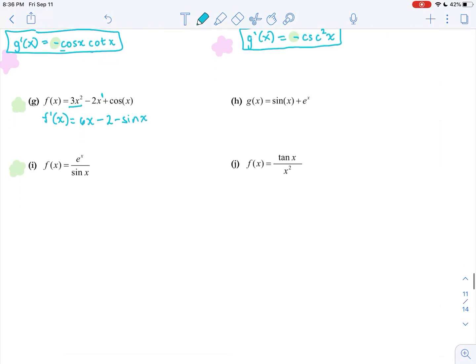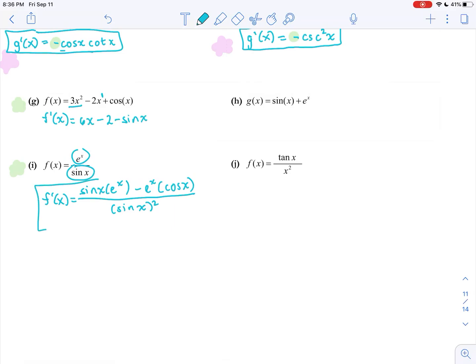Okay, so moving on to I, you notice that you have a quotient of 2 functions. So what I'm going to do is apply the quotient rule. The derivative of f, or f prime of x, is low d high, derivative of e to the x is itself, minus high, which is e to the x. The derivative of the bottom is cosine of x, over what's below squared. So sine of x quantity squared. And because we're not trying to prove anything, this is going to be our answer.